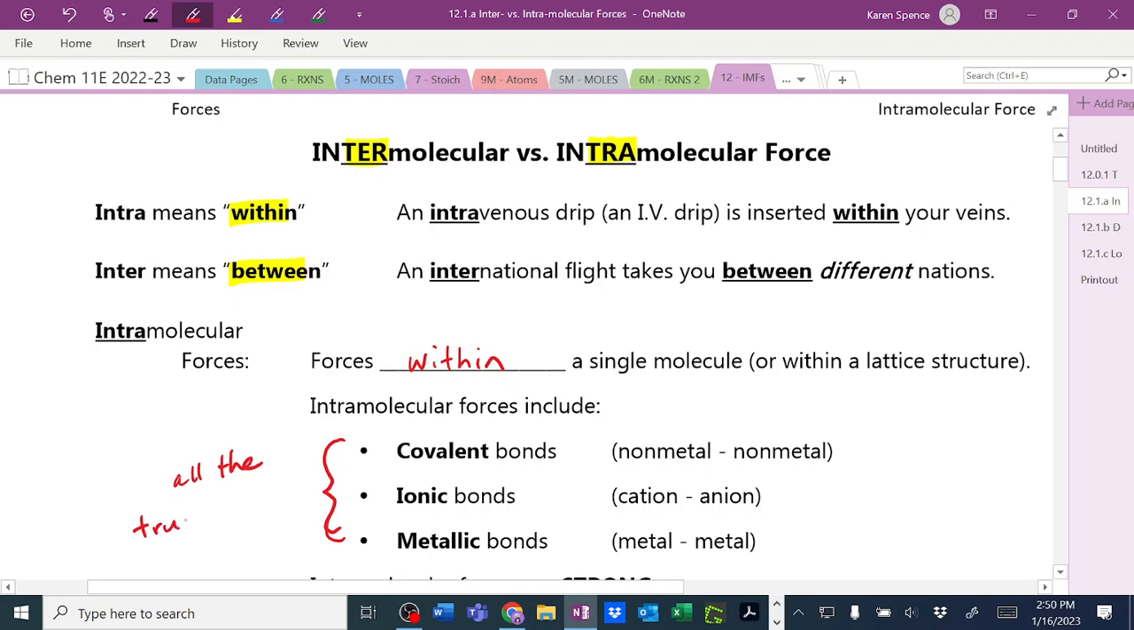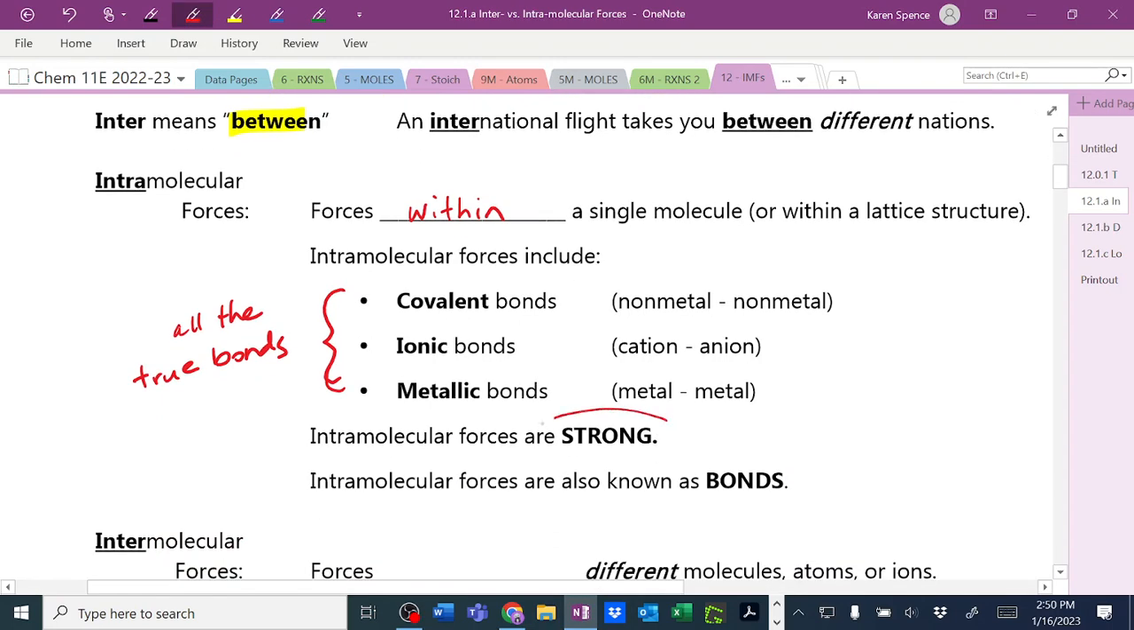All the true bonds. I say true bonds because there's an intermolecular force that's called bonding but isn't really a bond. Love how they name things. So you got your covalent bonds, you got your ionic bonds, you got your metallic bonds. Those are your intramolecular forces, and they are strong or weak? Strong. They're also known as bonds.